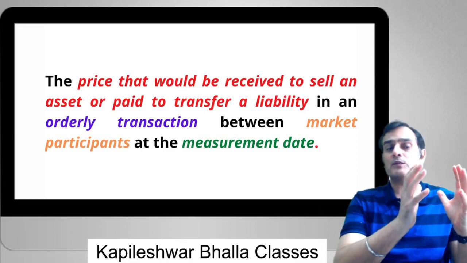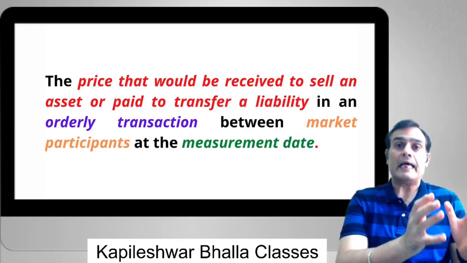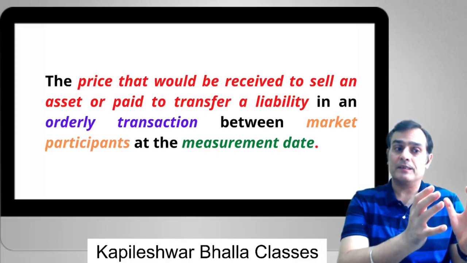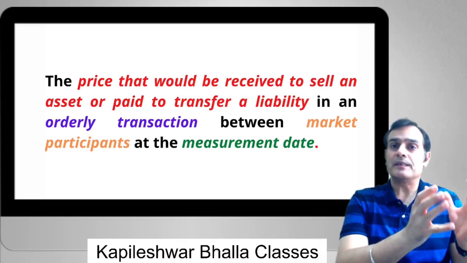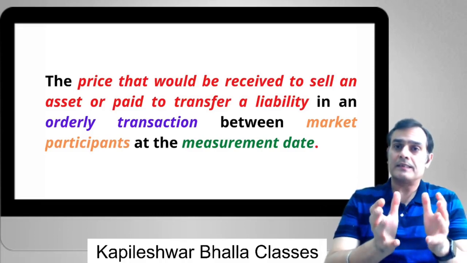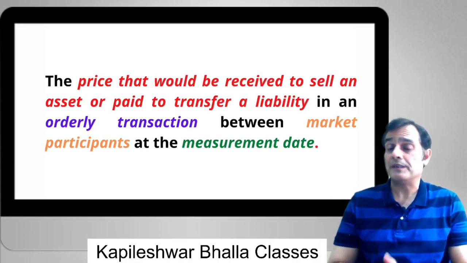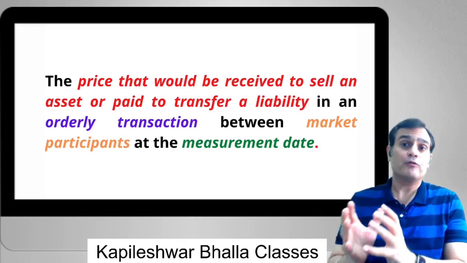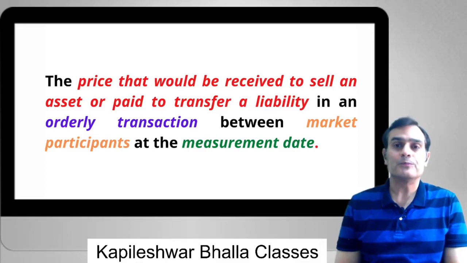The first focus point is the concept of price, which reminds you that it has to be a market-based assessment. It is supposed to be the concept of an exit price, so that should come to your mind. The second focus point is that it should be an orderly transaction, which we're going to see. The third focus point is in terms of market participants, which we're going to go through. And the fourth one is the measurement date.